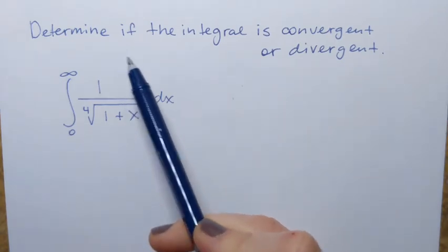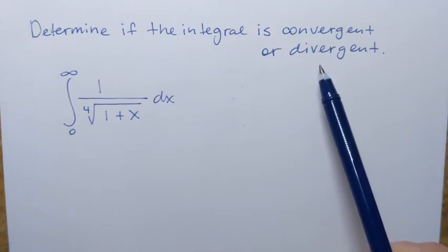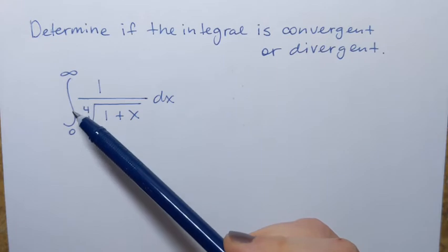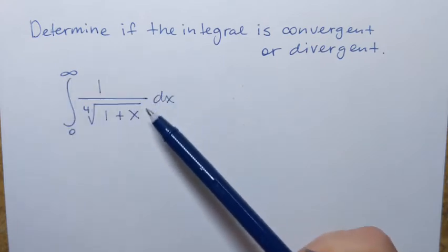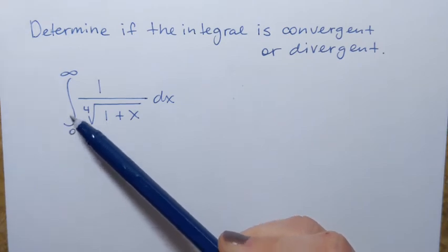In this example, we need to determine if this integral is convergent or divergent. As you can see, this integral is an improper integral. It's improper because it's defined on the infinite interval, so the limits of integration are from 0 to infinity.